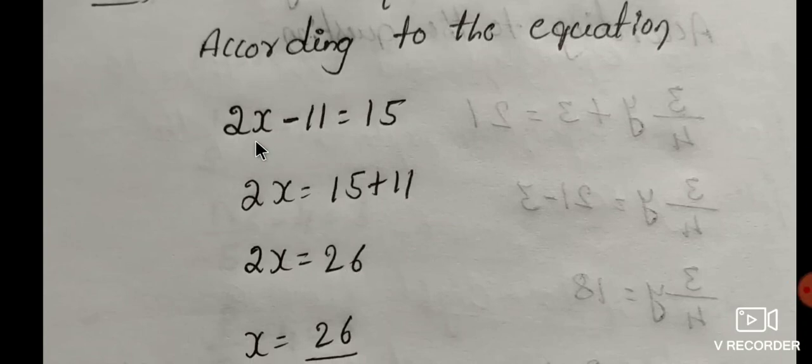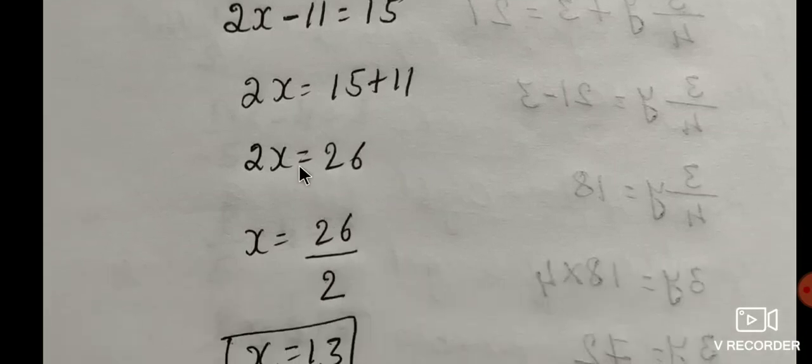We have to find the value of this unknown variable, that is x. We should shift the constant number first, that is minus 11. If we shift this minus 11 from the LHS side to the RHS side, it becomes plus 11. So 2x is equal to 15 plus 11, which is 26.